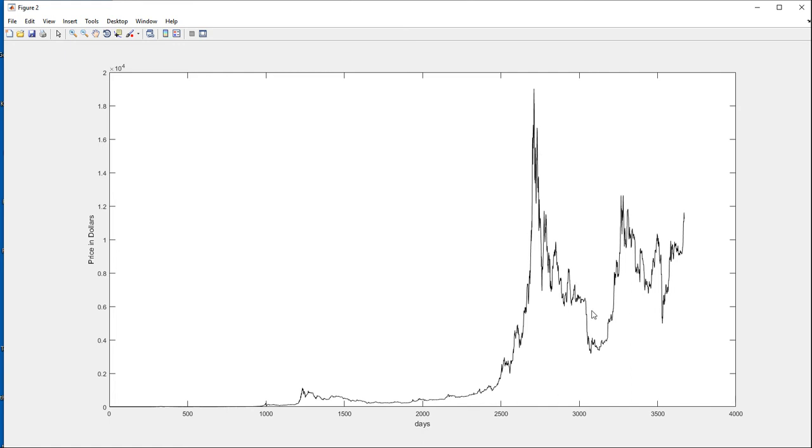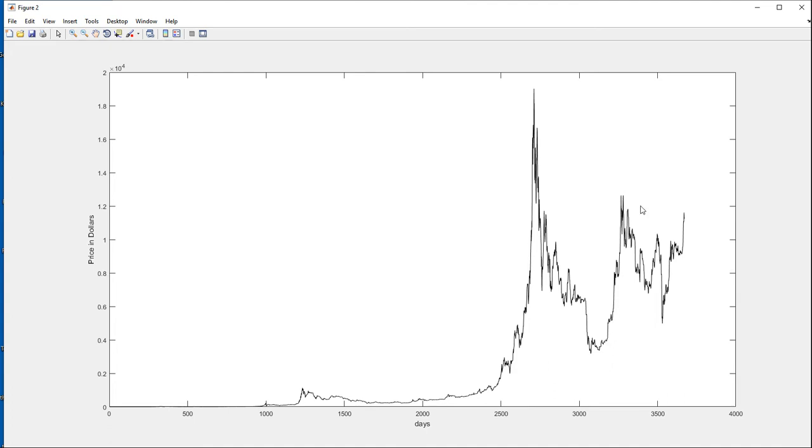And then there was a long bear market. There was a crash, and we went from almost $20,000 back to $3,000, when we had this bottom here in this bear market. And then Bitcoin price recovered.